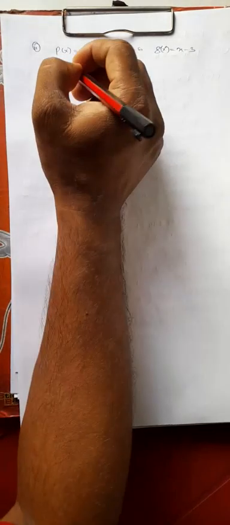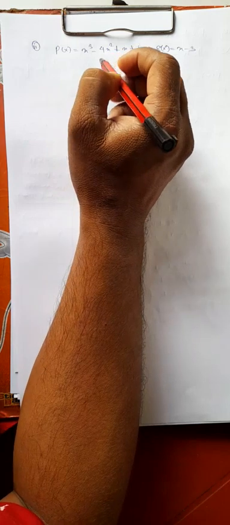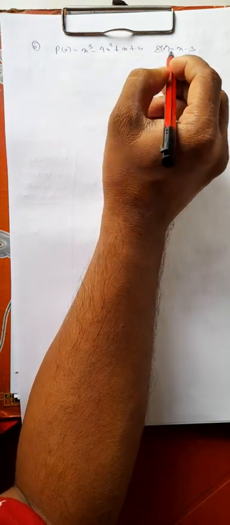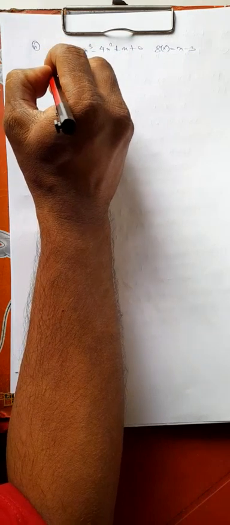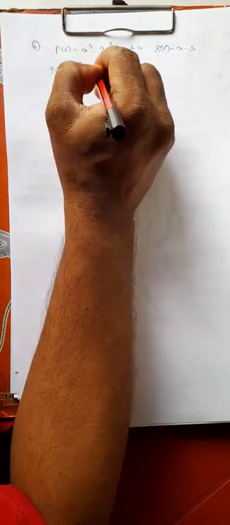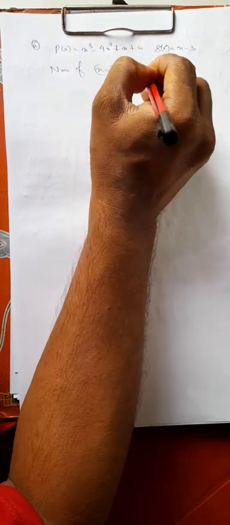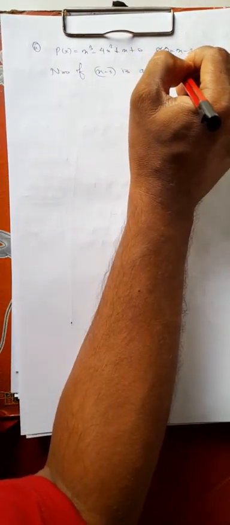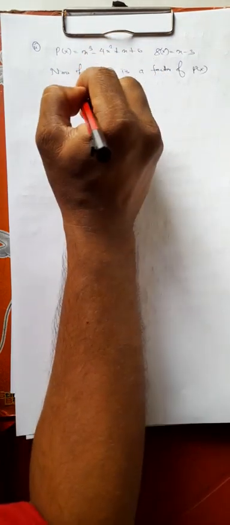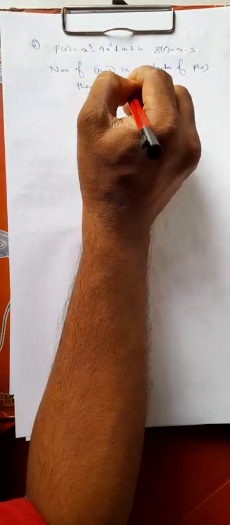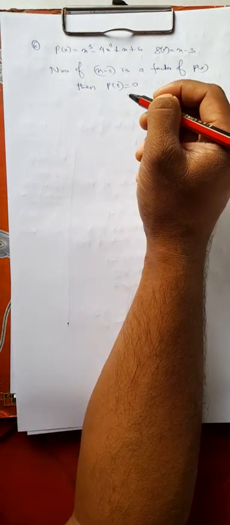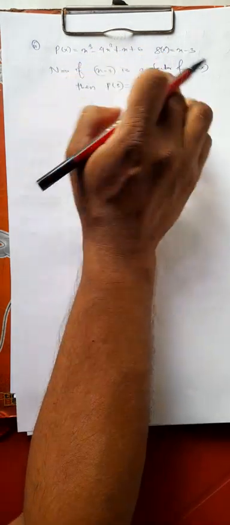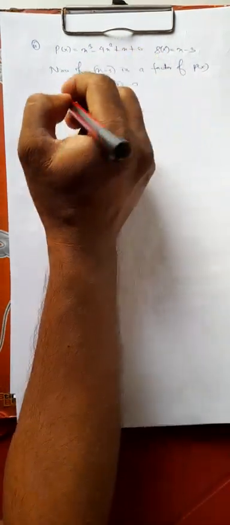Take another example. Suppose p(x) equals x cube minus 4x square plus x plus 6 and g(x) equals x minus 3. Now we have to prove if g(x) is a factor of p(x). Now if x minus 3 is a factor of p(x), then p(3) equals 0. It's the factor theorem. If x minus a is a factor of the polynomial p(x), p(a) equals 0. If x minus 3 is a factor of p(x), p(3) equals 0. Now let's check.